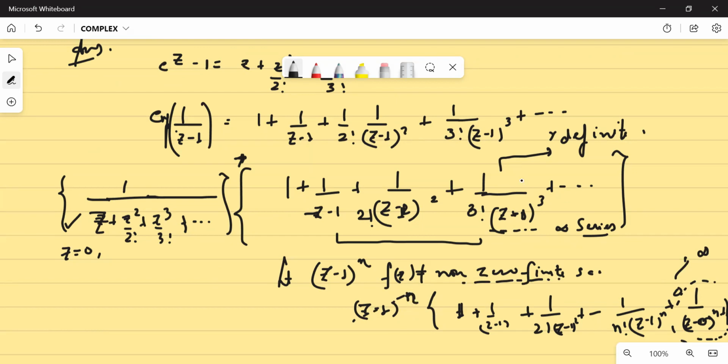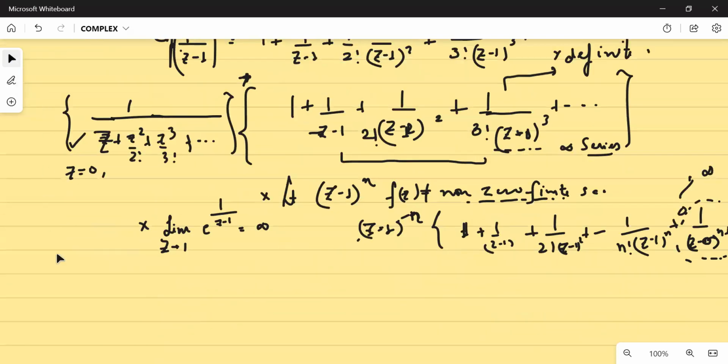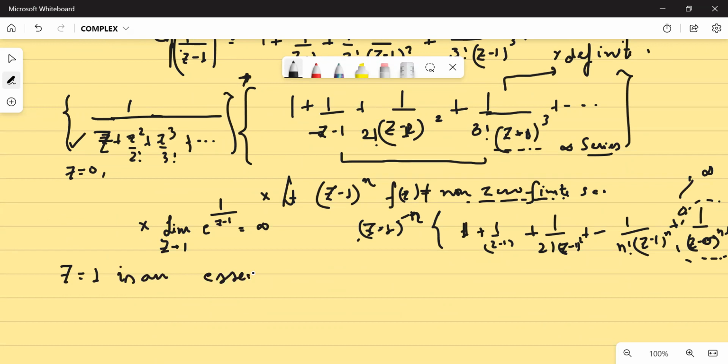Further, you can also see that this is not a removable singularity, because for a removable singularity your limit should exist. The limit as z tends to 1 of e raised to power 1 upon z minus 1 will give you infinity. So in any case, both of these possibilities are rejected. So z equal to 1 is neither a pole of definite order nor a removable singularity, which leaves us with the conclusion that z equal to 1 is an essential singularity in this case. Yes or no? But you cannot escape this singularity by any means.